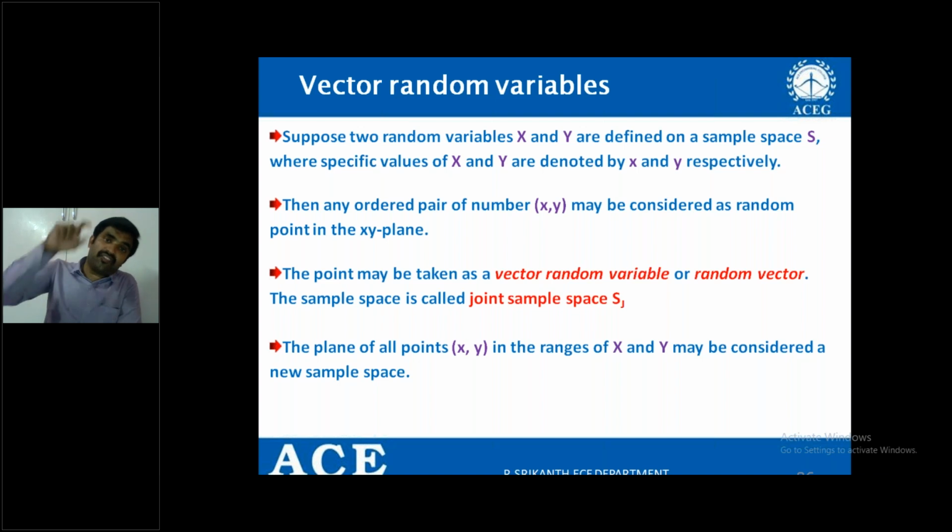And the sample space of X and the sample space of Y together is called the joint sample space, SJ, the plane of all the points (x, y). Why? Because, for example, random variable X has the elements x1 to x10 and random variable Y has the elements y1 to y10. All the combinations x1 y1, x2 y2, x1 y2 together will form a plane, and the plane of all the points in the ranges of X and Y may be considered as a new sample space.